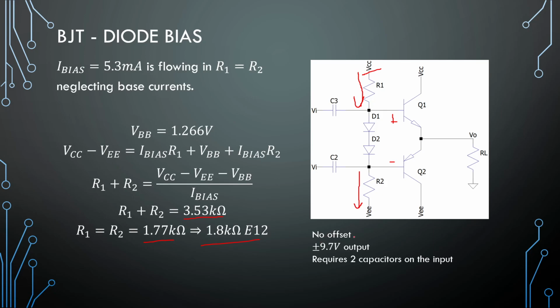Okay, so if you include the inputs like this with two capacitors, there is no current flowing into the circuit before here, and nothing can influence the bias of our circuit right here as well. And we can get plus minus 9.7 volts output right here with no offset, so no output capacitor required here.